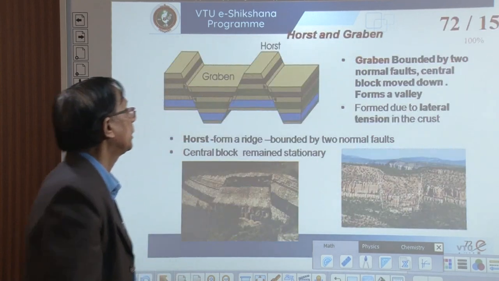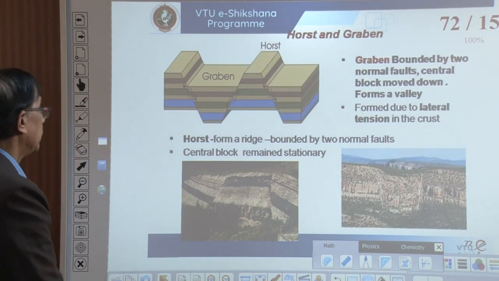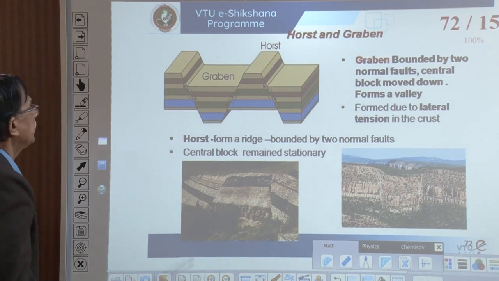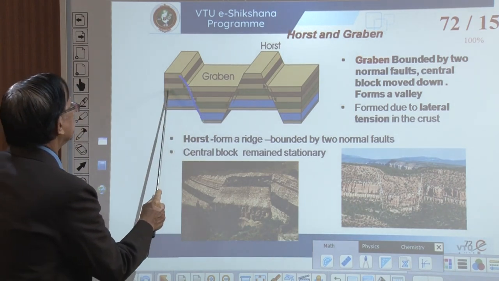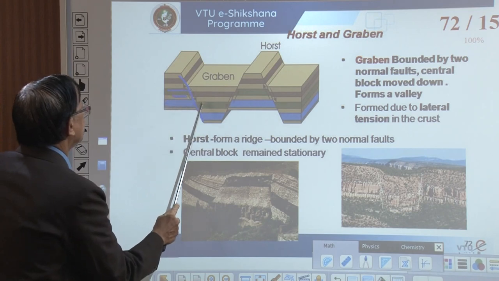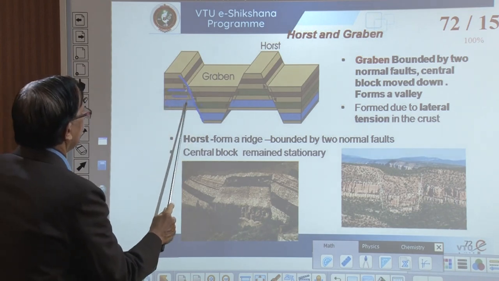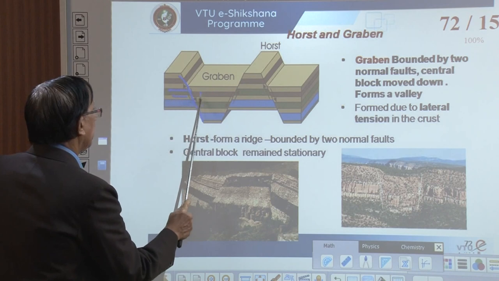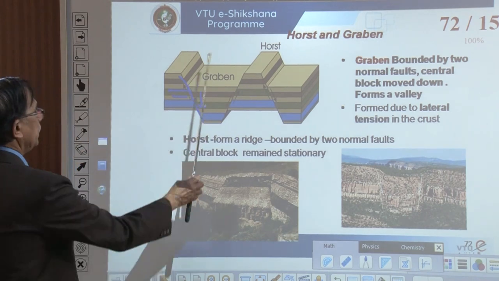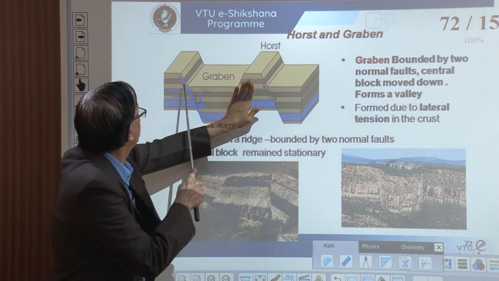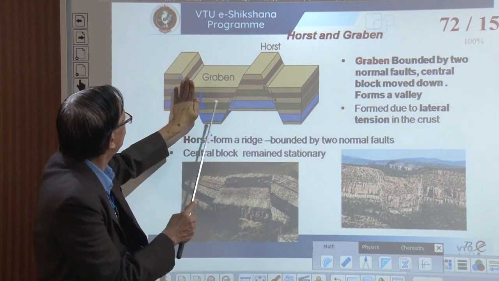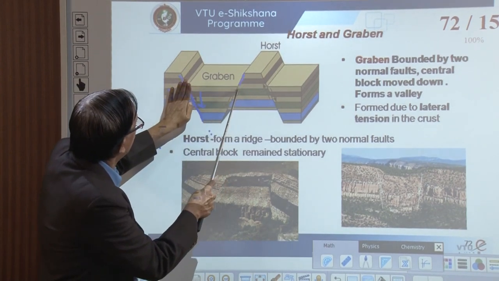A special type of that is the normal fault. What is a normal fault? Just now we have defined it. This is the fault plane, this is the foot wall, this is the hanging wall. They have moved relative to each other, and the hanging wall moved downward. If I consider only this part, this is one normal fault. If I close this, this is also a normal fault.